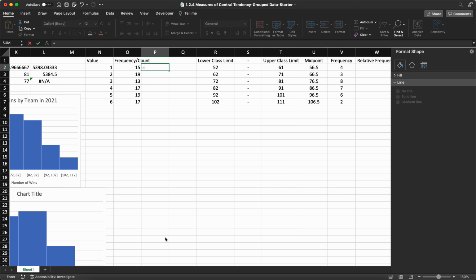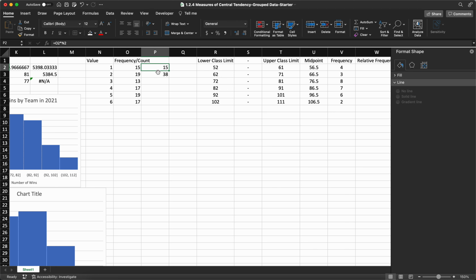So I know that I had 15 ones. That contributes 15 times 1 to the total value of all the dice that were rolled. And I had 19 twos. So that contributes 19 times 2 to the total value of all of the rolls.